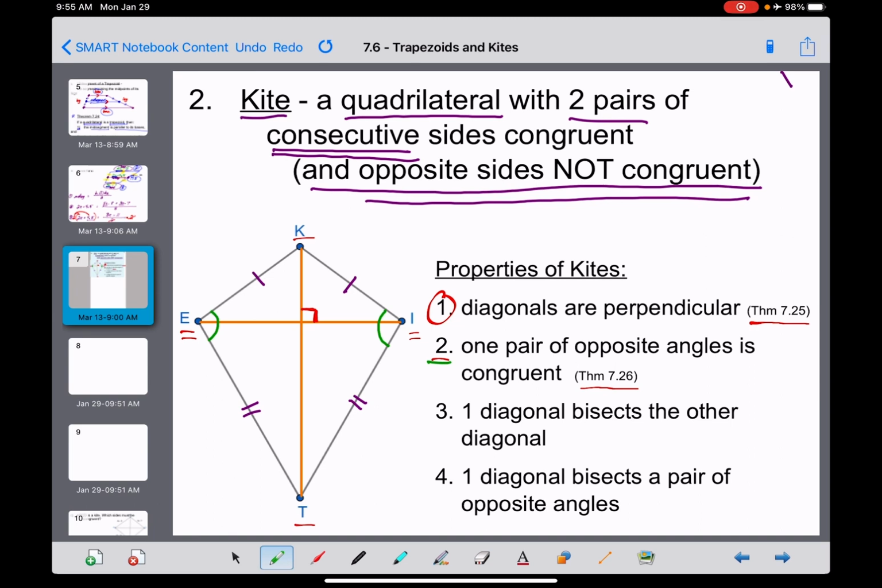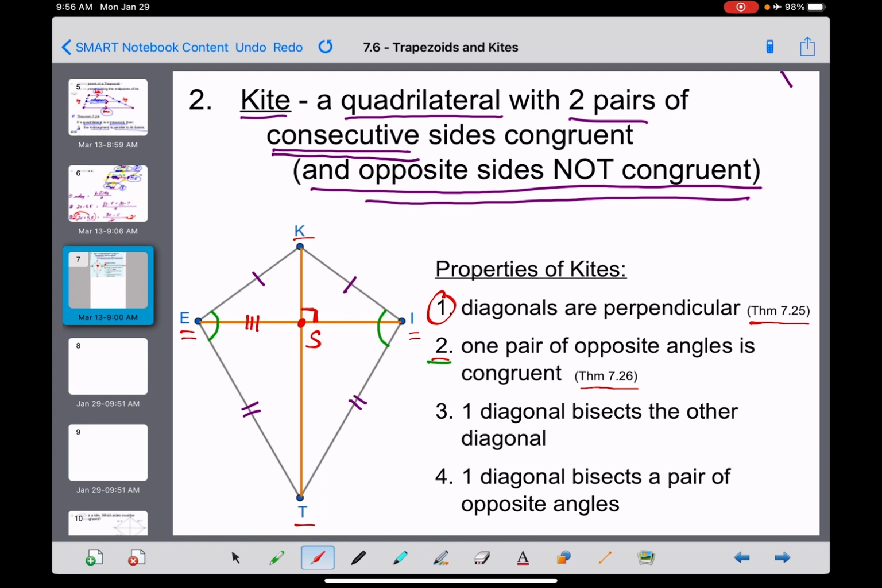Third property, one diagonal bisects the other diagonal. Now, you'll notice that's pretty similar to something we learned way back when we were talking about parallelograms, and I want to say this was theorem 7.7, that the diagonals of a parallelogram have to bisect each other. Here, it's only one bisecting the other. So this point in the middle, I'll go ahead and call that point S, there you go, is the midpoint of one of the diagonals, but not both. And which one is it? Again, you can usually tell looking at it. In this case, it's diagonal EI that gets bisected.